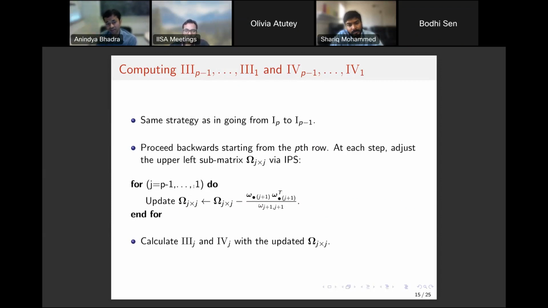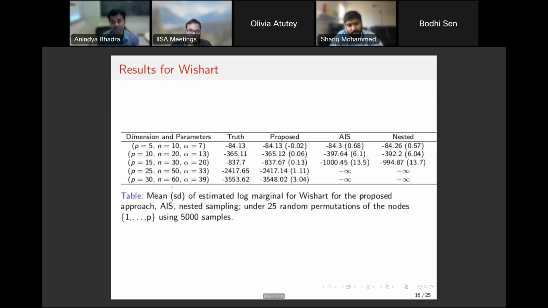Proceeding backwards, update the upper left j by j block as the original j by j block minus its Schur complement. And if you do this, you can see fairly easily that at every j, you will maintain positive definiteness. That is guaranteed. And then we calculate 3j and 4j in an identical manner, 3p minus 1 and 4p minus 1 in a manner identical to what we use for 3p and 4p. Still a normal times gamma in the prior and the posterior.